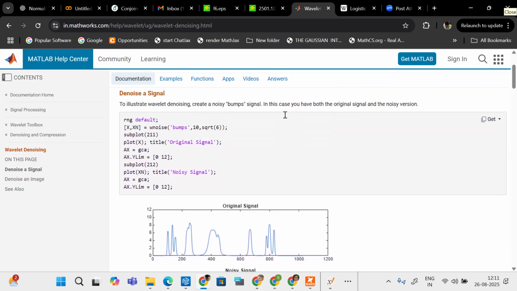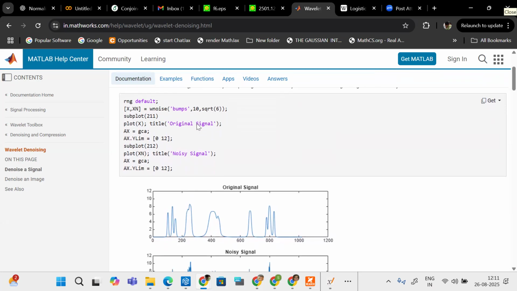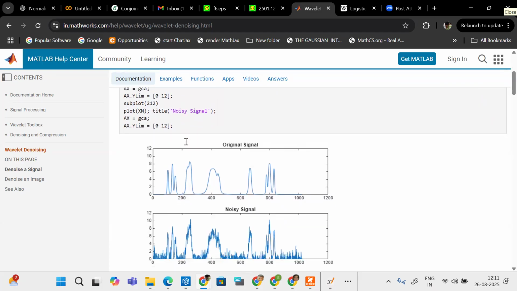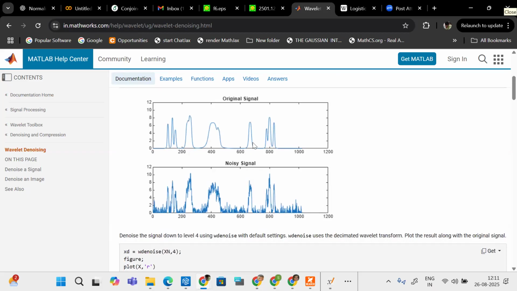They are adding white noise, and these are the parameters of that white noise they are adding over here. This is the original signal, and after that, this is the noisy signal they are plotting. Don't worry about the x and y axis. It might be time series data, and the x axis may be time. And this is the noisy signal.